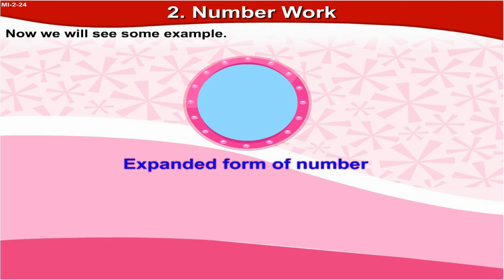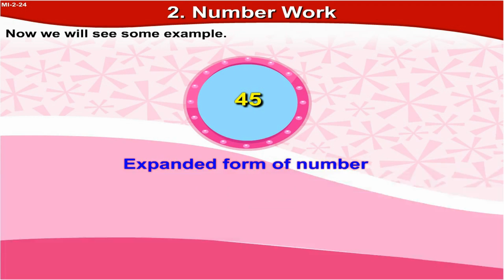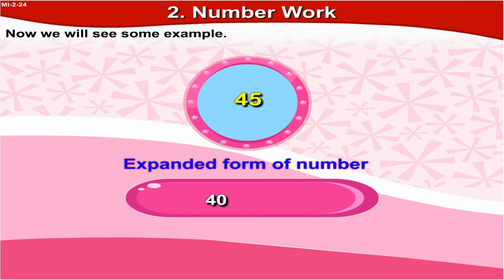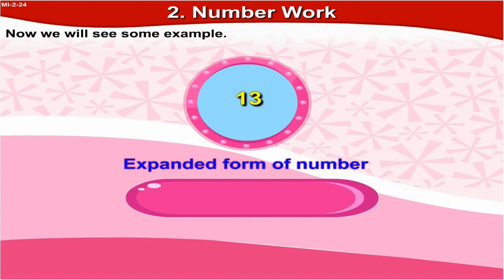Well, now we'll take 90. 90 is equal to 90 plus 0. Let us take 45. 45 is equal to 40 plus 5. Now in the end, let us take 13. 13 is equal to 10 plus 3.